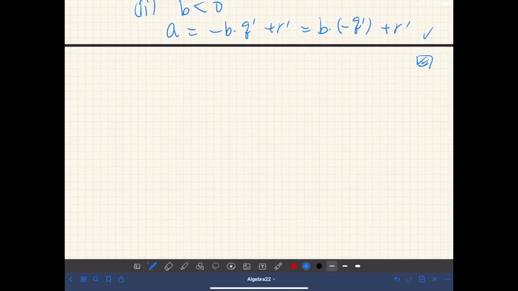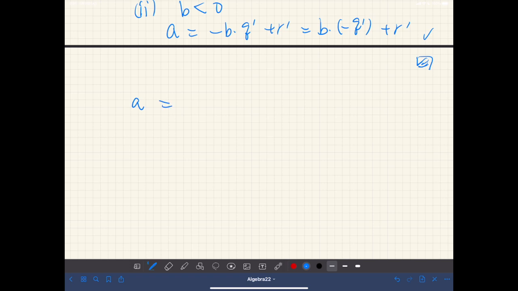So according to this division algorithm, for any integers a and b, we can express them like this. So there are always some integers q and r such that this holds, whether a and b are positive or negative. And this q is called a quotient. And this r we already used, it's called remainder.